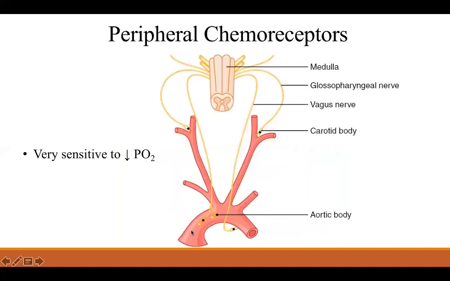This is just to show you the location of the peripheral chemoreceptors, and very sensitive to decreased PO2. As I mentioned, peripheral chemoreceptors are very sensitive to decreased PO2, more so than the buildup of too much carbon dioxide or hydrogen ion.